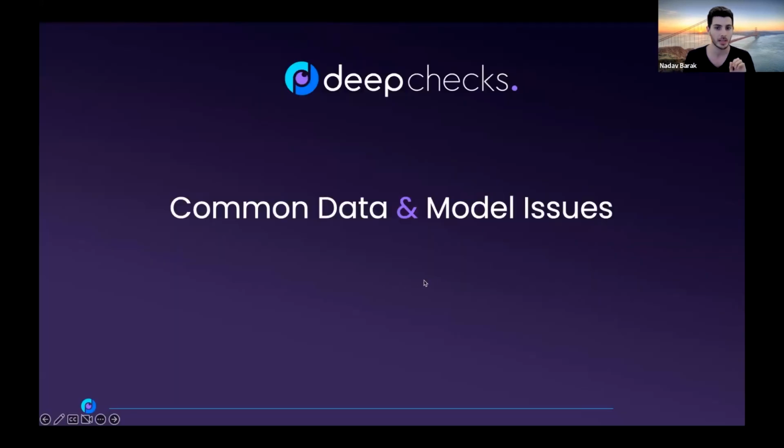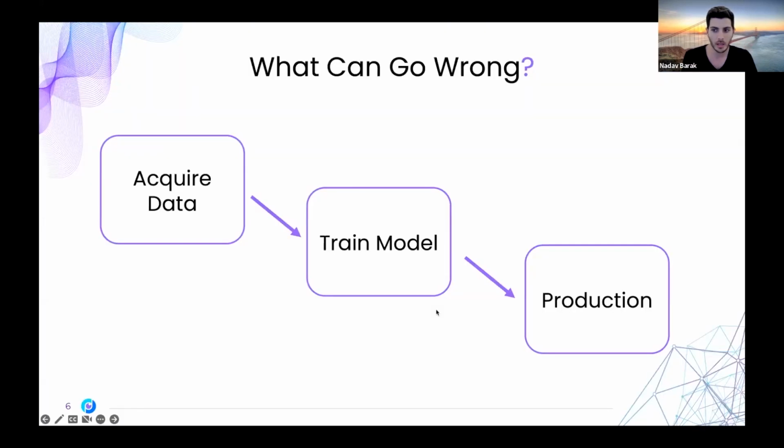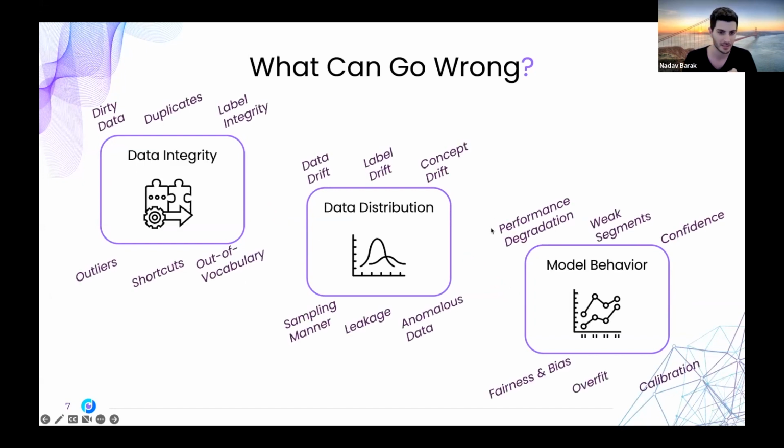Common data and model issues. Anyone here who has dealt with putting machine learning models into production is familiar with the model lifecycle. In its basic form, you start by acquiring some data, then you train your model, and if everything goes right, you put it in production and things do not go wrong. Why does it happen more often than not? Because there is a lot of stuff that can go wrong.